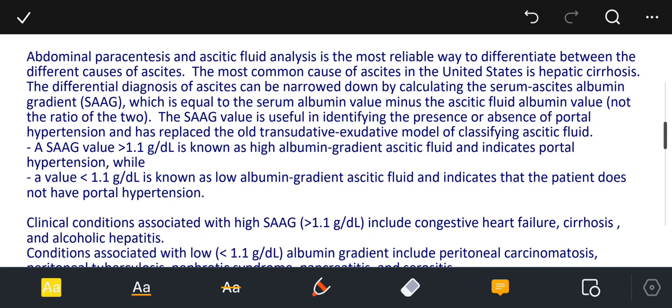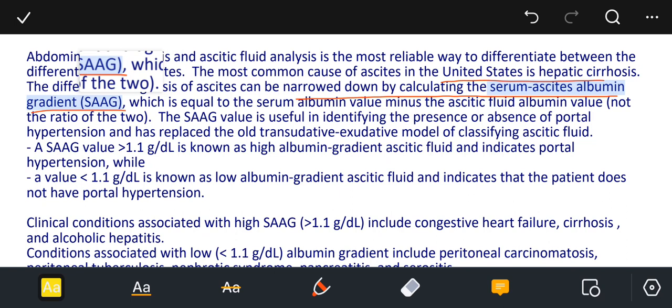Ascitic fluid analysis is the most reliable way to differentiate between the different causes of ascites. The most common cause of ascites in the United States is hepatic cirrhosis. The differential diagnosis of ascites can be narrowed down by calculating the serum ascites albumin gradient, also known as SAAG. The serum ascites albumin gradient is equal to the serum albumin value minus the ascitic fluid albumin value. So it is the difference between the serum albumin and the ascitic fluid albumin value.